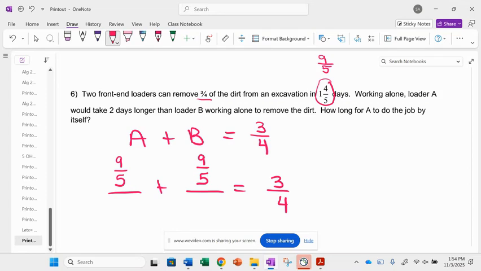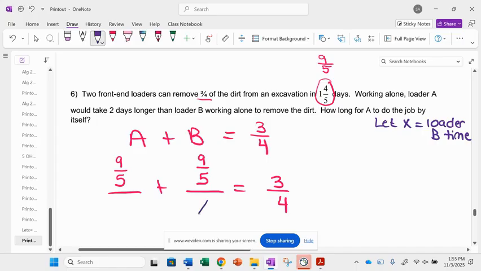So then it says loader A would take 2 days longer than loader B. So I'm going to let X equal loader B time. So if X is loader B, A is 2 days longer than that. So what is that going to be? Sorry, loader A would take 2 days longer. Okay. So then it's going to be X plus 2. Could you have done A as X and then B X minus 2? Would that have been okay? Yeah, it's fine.